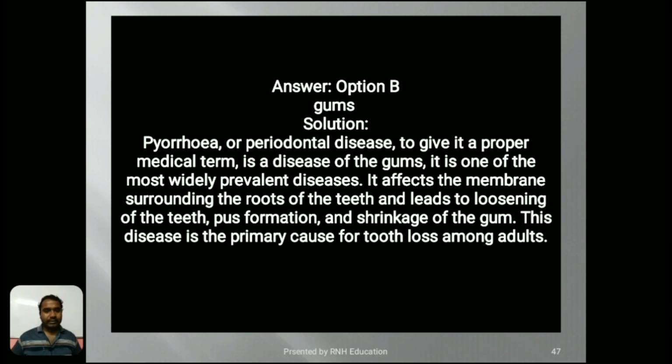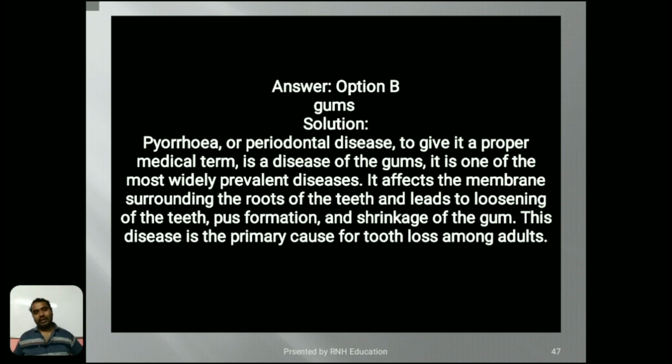Okay. Here is a simple explanation, a solution. You must see it. Pyorrhea or periodontal disease, to give it a proper medical term, is a disease of the gums. It is one of the most widely prevalent diseases. It affects the membrane surrounding the roots of the teeth and leads to loosening of the teeth, pus formation, and shrinkage of the gum. This disease is the primary cause of tooth loss among adults. Okay. Hope you have understood this. Now we are going to the next slide.